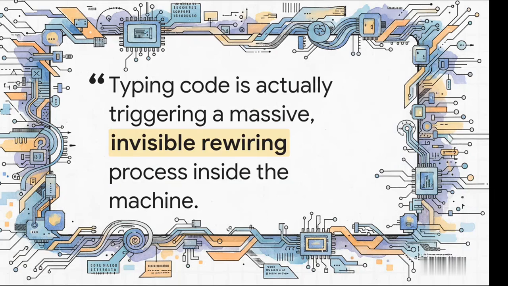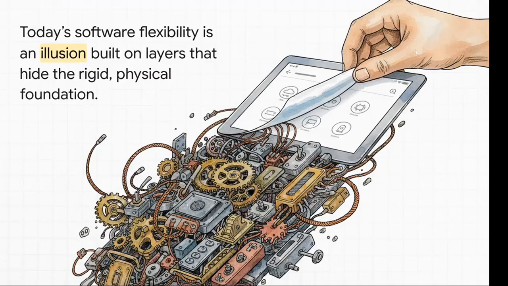It's insane. And this really brings us to the main idea, the big takeaway. What feels to us like typing code into a text editor is actually kicking off a massive, unbelievably fast, invisible rewiring process happening deep inside the guts of the machine. You know, all the magic of modern software, how flexible it is, how powerful it is, it's really a beautiful illusion. It's an illusion built on top of layer after layer of abstraction, all designed to hide that rigid, mechanical, physical foundation that everything still runs on.